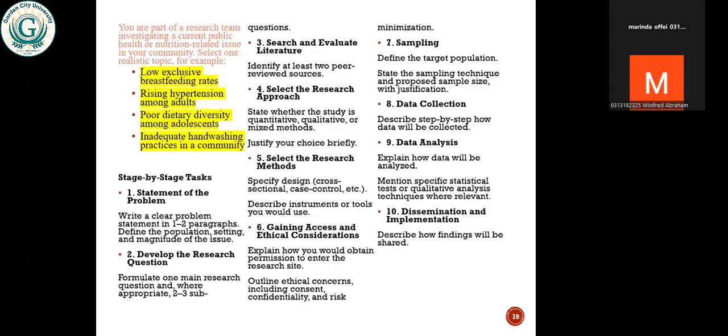Please go ahead. Yeah, I wanted to find out, let's say you state a problem, then let's say the research question. Are you giving a general question or do you give the sub questions?